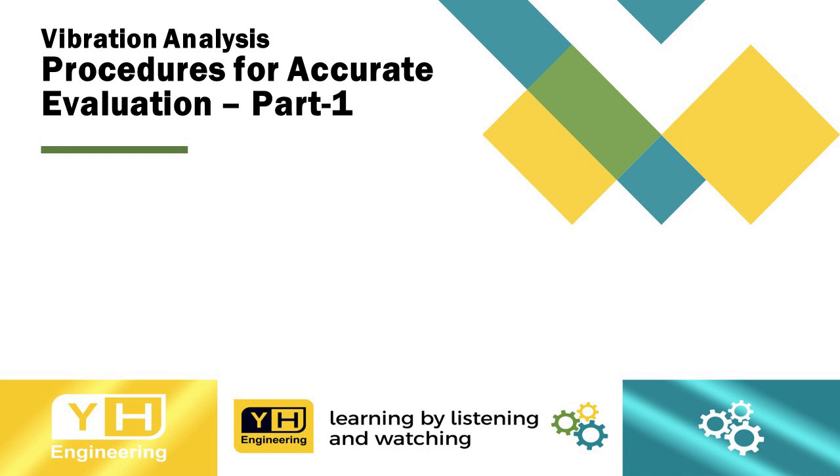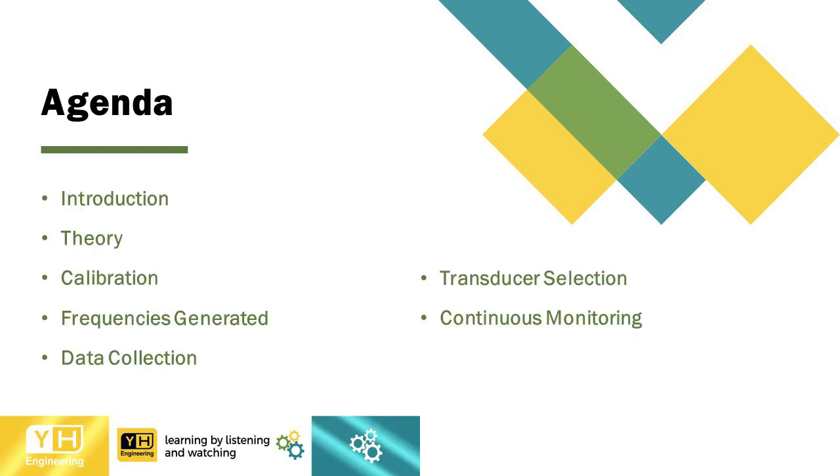Vibration analysis. Procedures for accurate evaluation of machinery condition. Part 1. In this Procedures for Accurate Evaluation Part 1, we will talk about the introduction, theory, calibration, frequencies generated, data collection, transducer selection, and continuous monitoring.